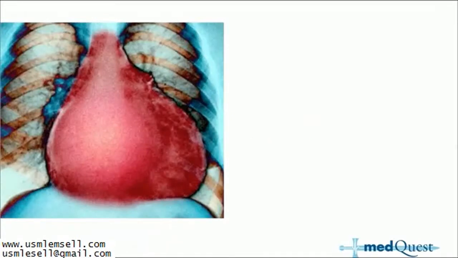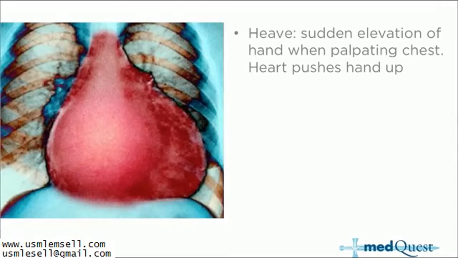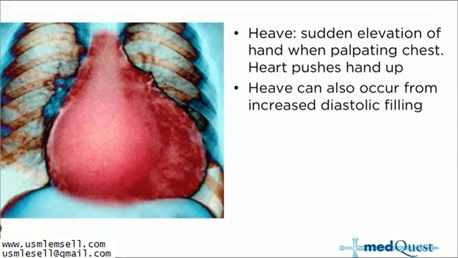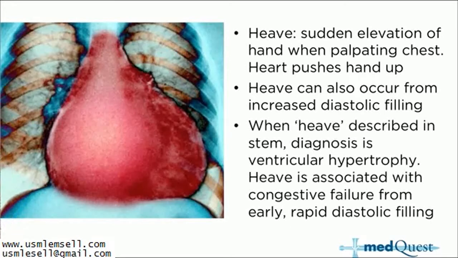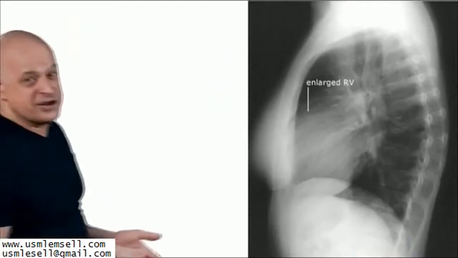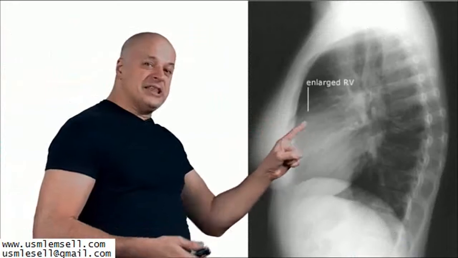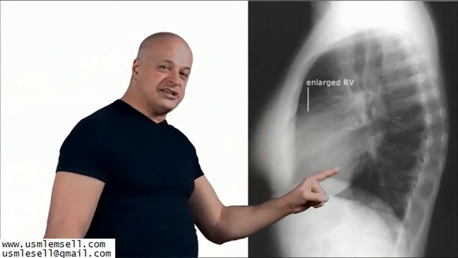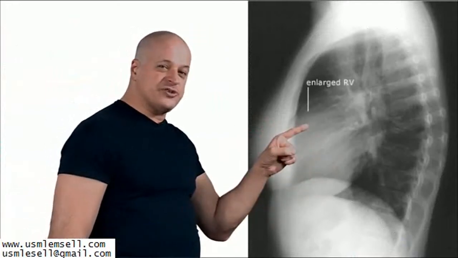Here's a colorized x-ray. Very beautiful, don't you think? And the heave or the lift, the hand gets pushed up because the ventricular hypertrophy moves it out of the way and increases diastolic filling, or simply just a big heart. When you see a heave described, it means ventricular hypertrophy. It can be left ventricular hypertrophy. It can be right ventricular hypertrophy. But left ventricular hypertrophy is to the side and the back. Right ventricular hypertrophy is in front.